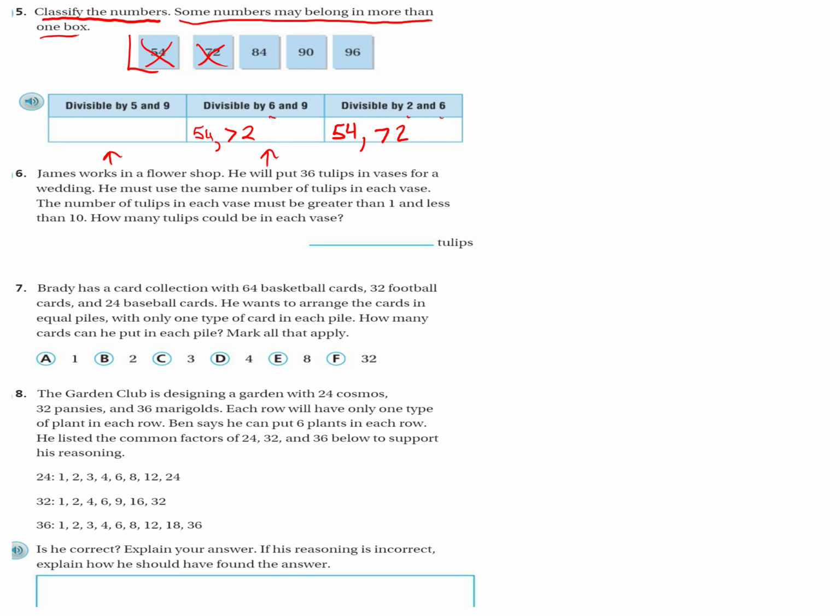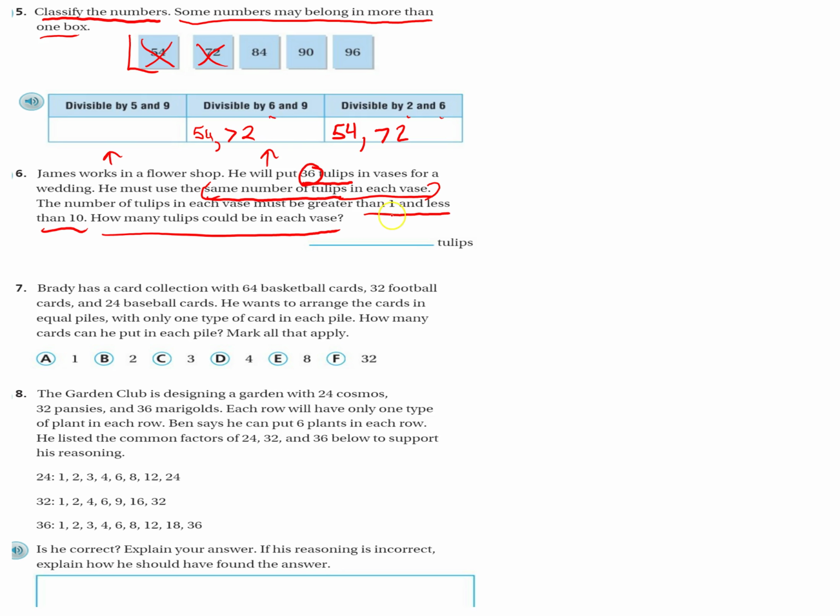James works in a flower shop. He will put 36 tulips in vases for a wedding. He must use the same number of tulips in each vase. Oh, that's our clue. The number of tulips in each vase must be greater than 1 and less than 10. How many tulips could be in each vase? So this part right here, same number of tulips in each vase, that tells us we're finding the factors. Factors of what? Of 36.